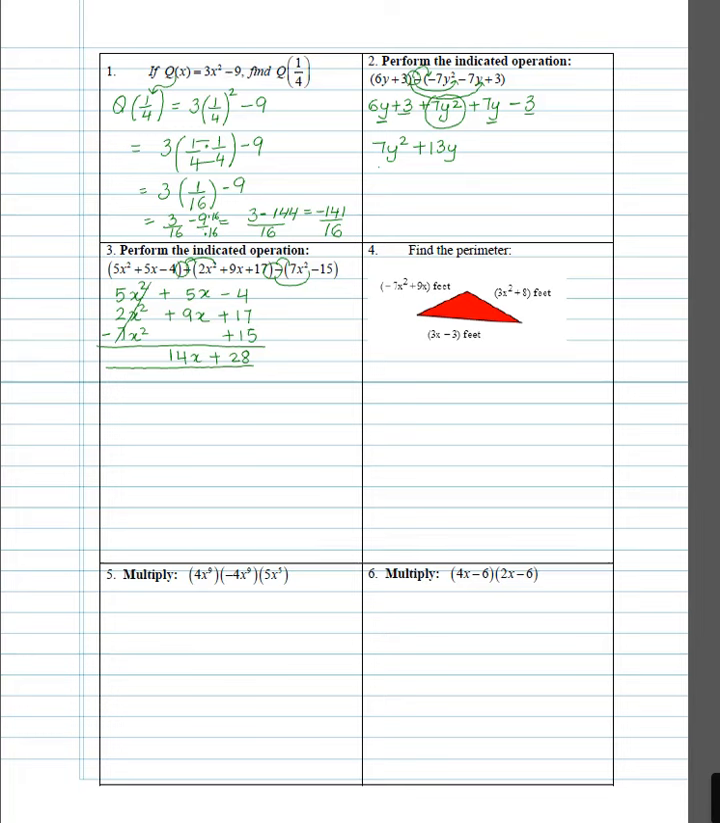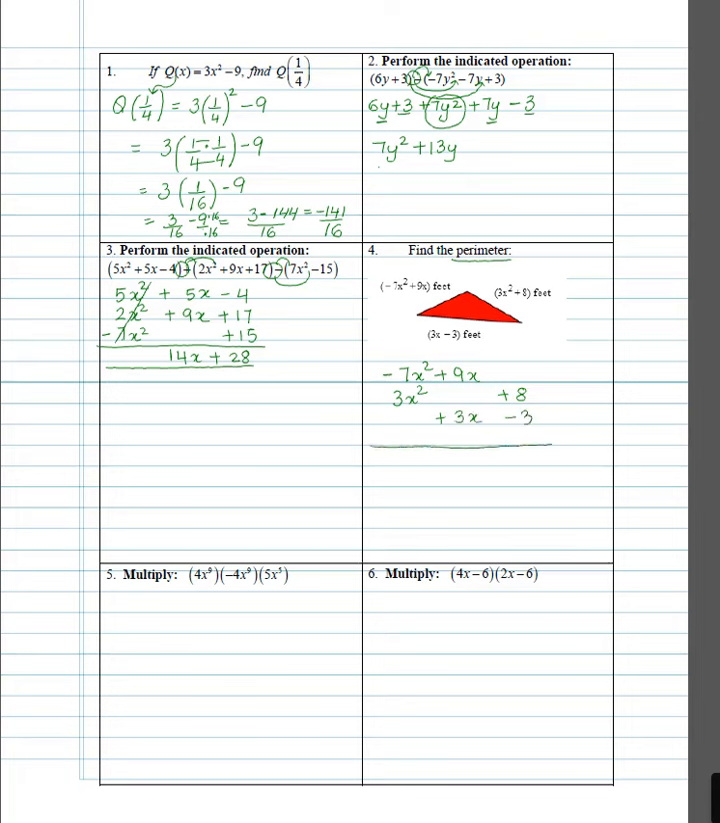So let me go ahead and write these down first. They're asking us to find the perimeter of the triangle. The perimeter is simply adding all the sides. So how many sides do I have here? Negative 7x squared plus 9x is one side. I'm going to add that to 3x squared plus 8 is another side, plus 3x minus 3 is another side.